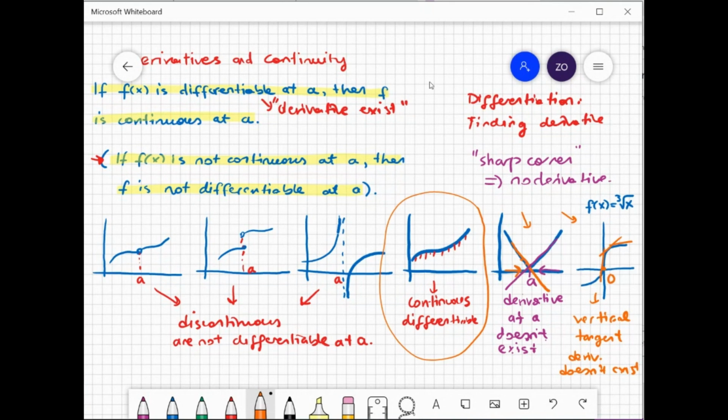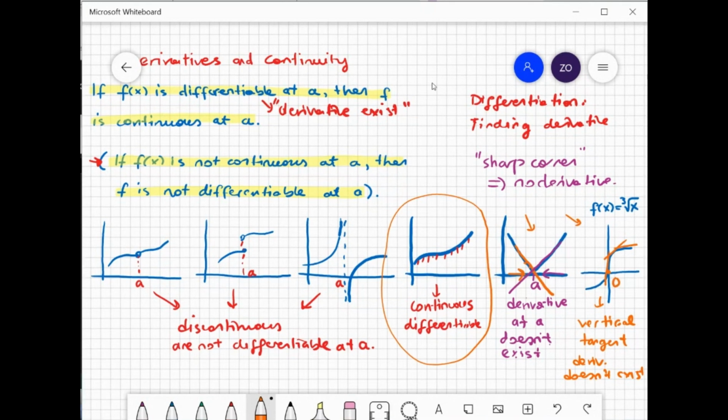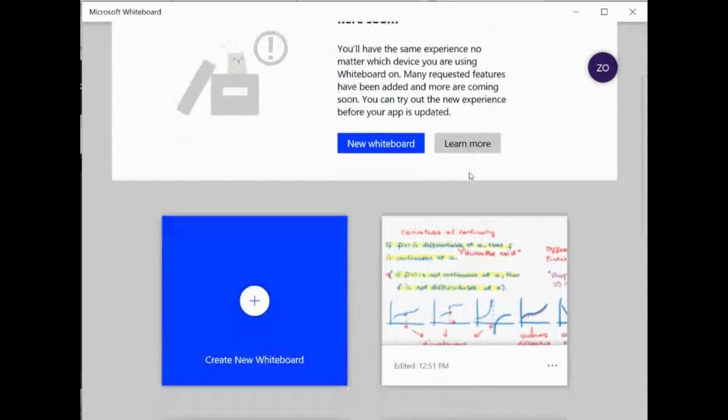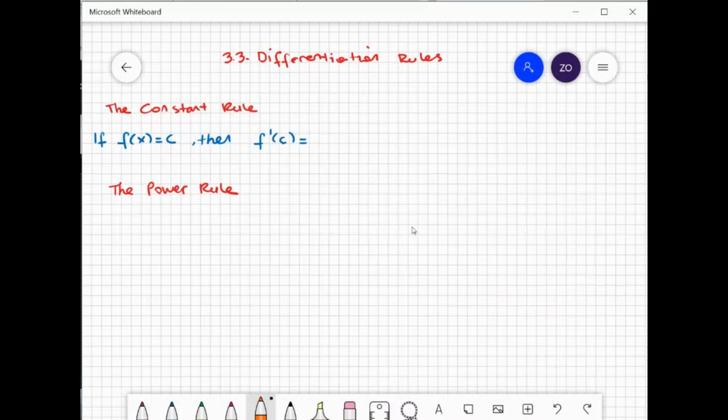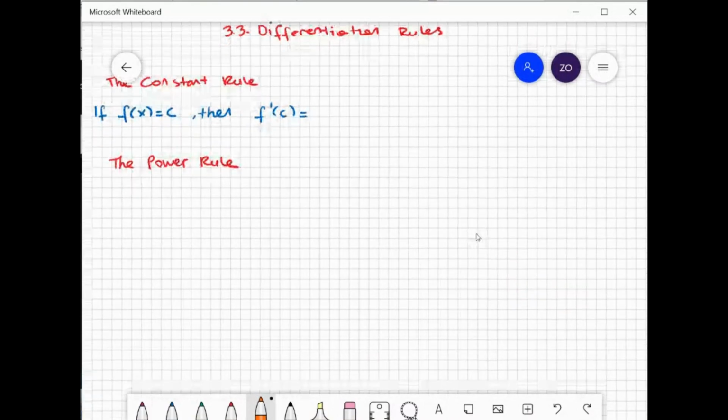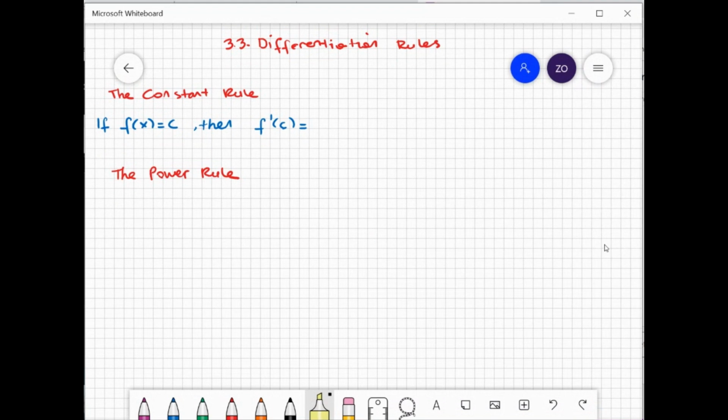Now let's talk about rules which will make our lives easier when we are finding derivatives. This is about section 3.3, differentiation rules. Let's look at the basic rule about constant functions. We will find this together. Let me first write the result and then we can talk about it.